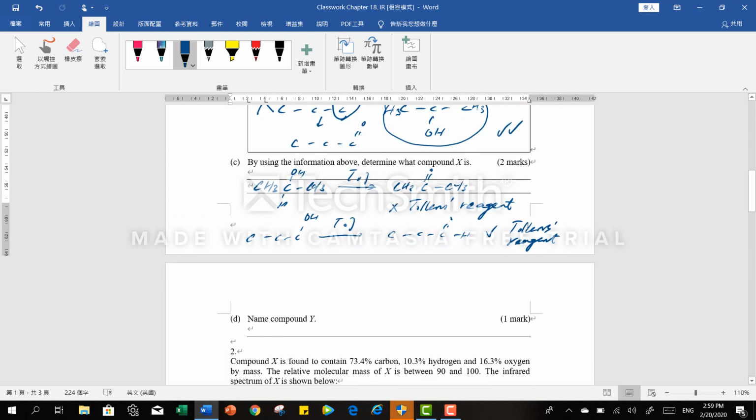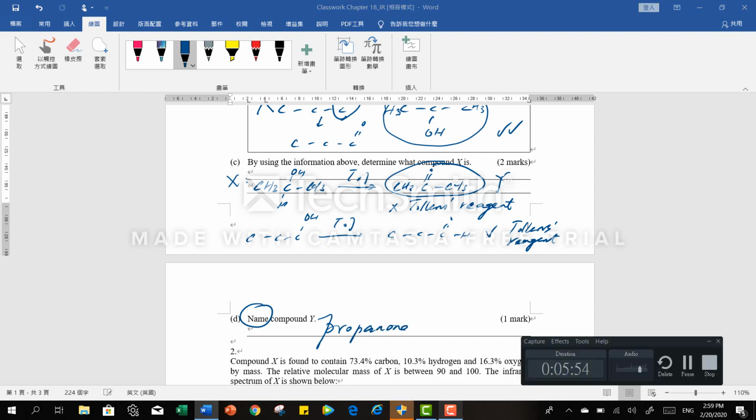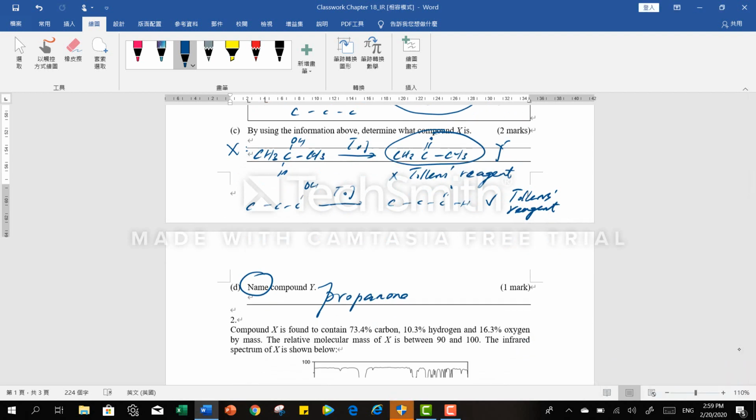So name compound Y after oxidation. We all know that this is compound Y, this is X, right? Name, so it's propanone. Any question? Propanone.